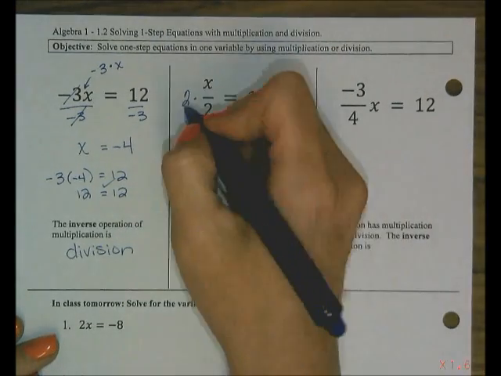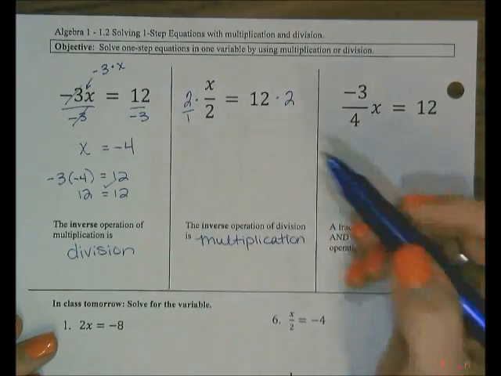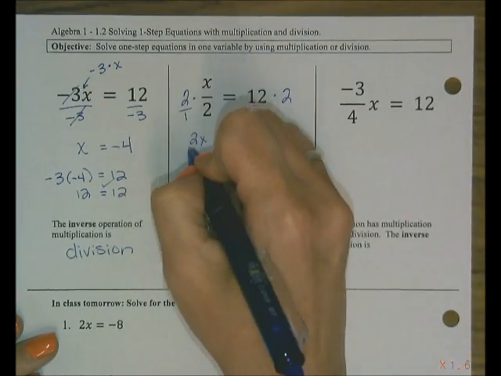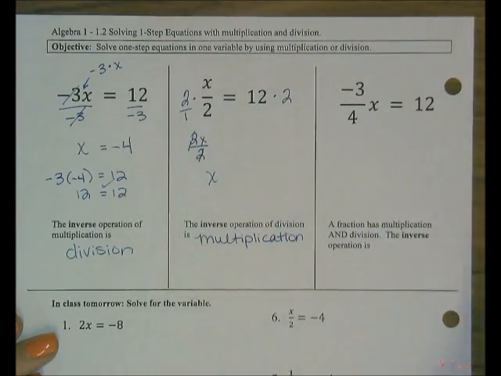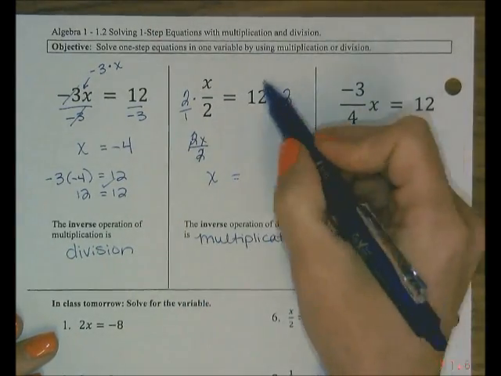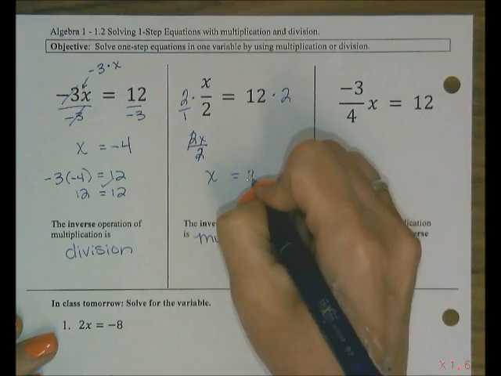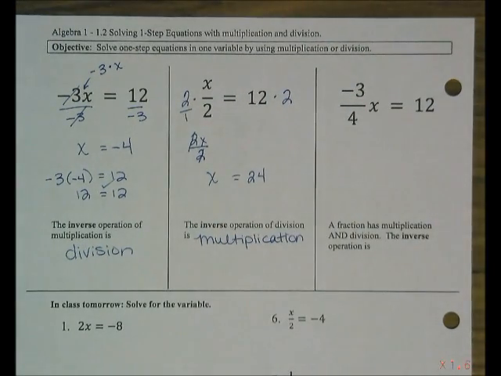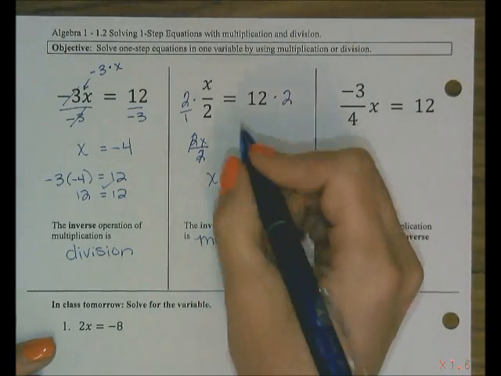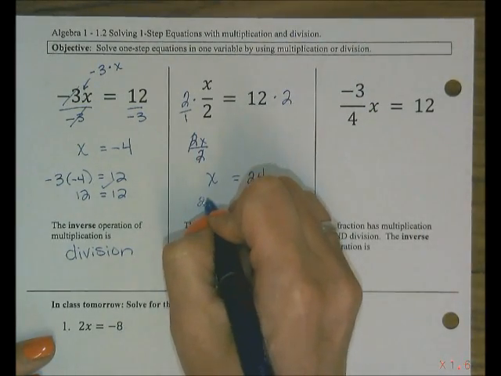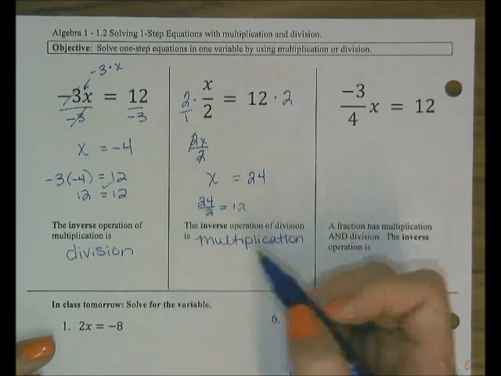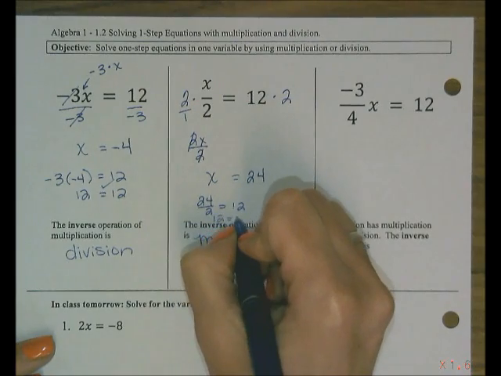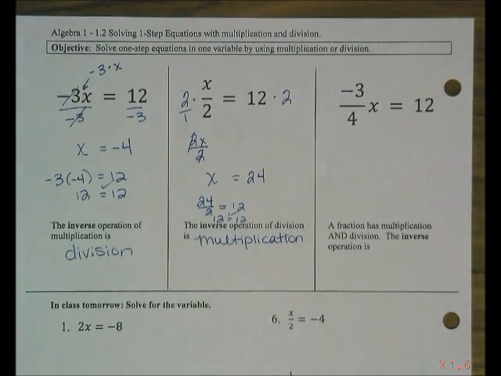My left-hand side, if you want to think of it as 2 over 1, I'm going to have 2x over 2, and the 2's will cancel, leaving me with 1x. My right-hand side is simply 12 times 2, which is 24. So x equals 24 is my solution. Again, I can check that by substituting 24 back into the initial equation. I have 24 over 2 equals 12. 24 divided by 2 is 12. My equation checks out.